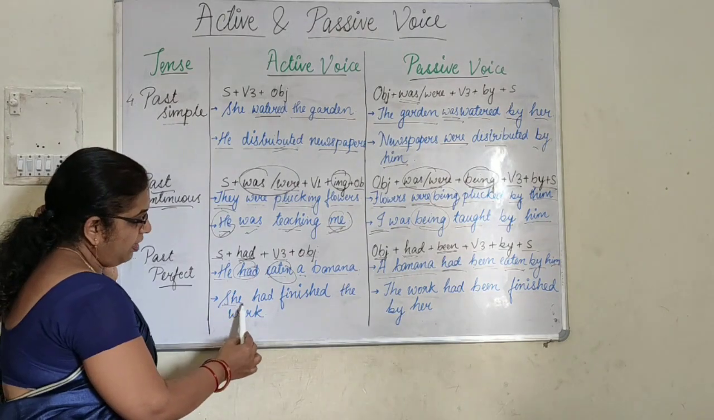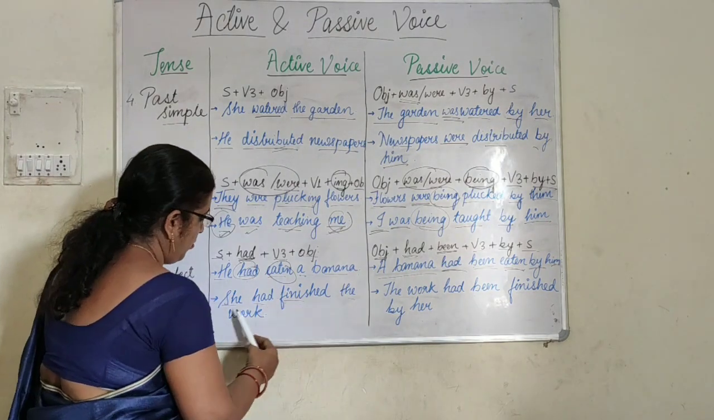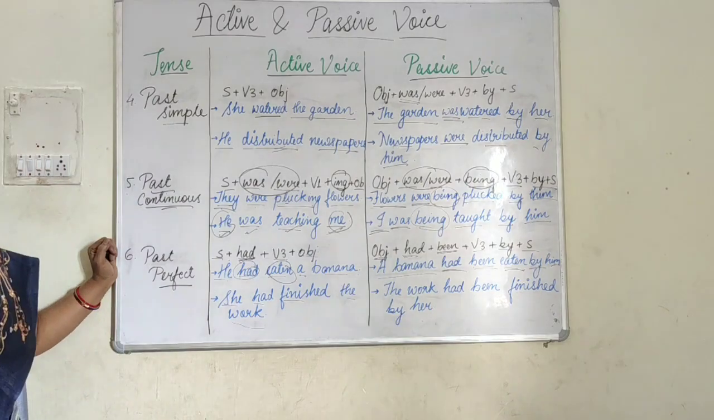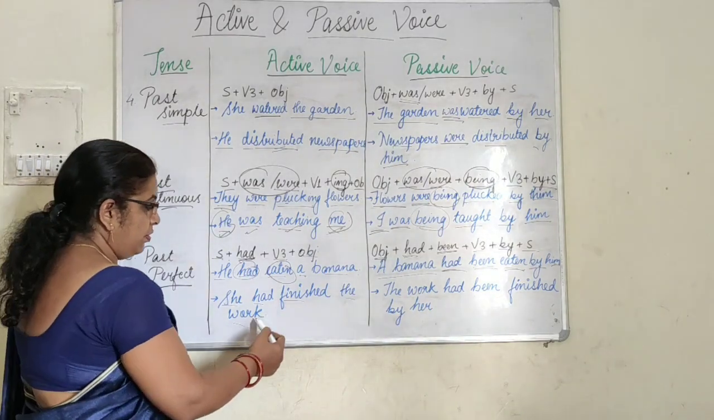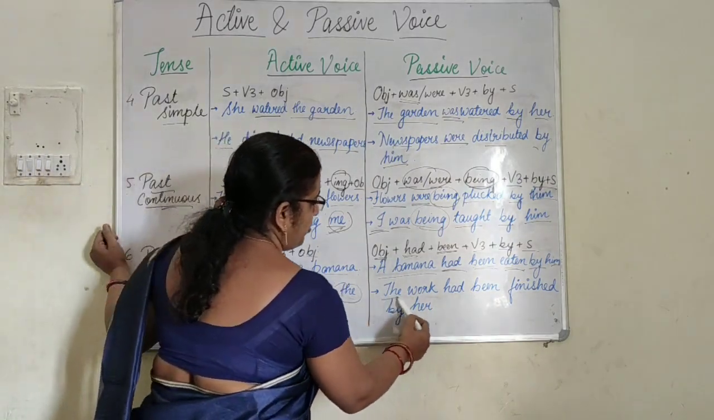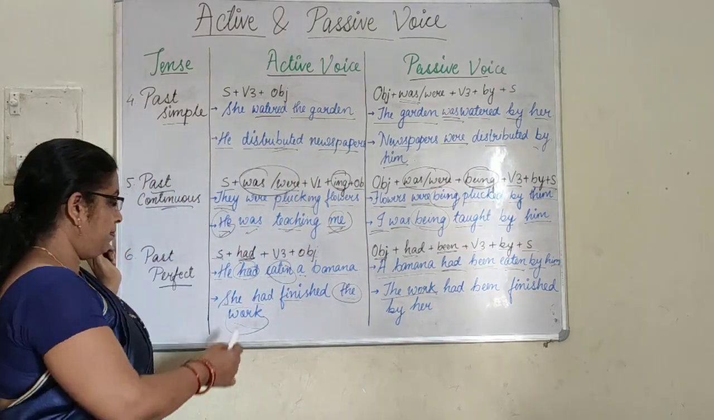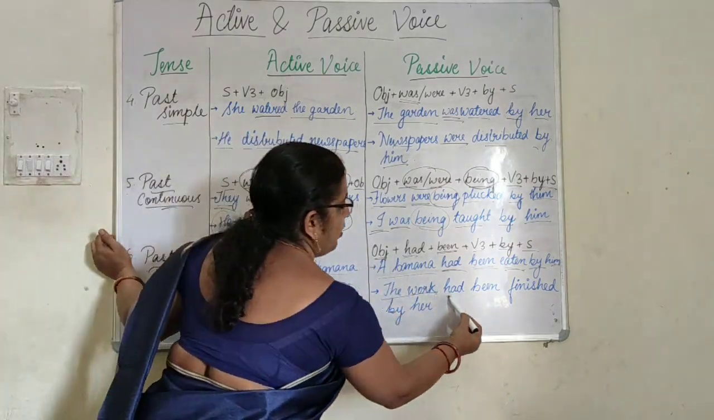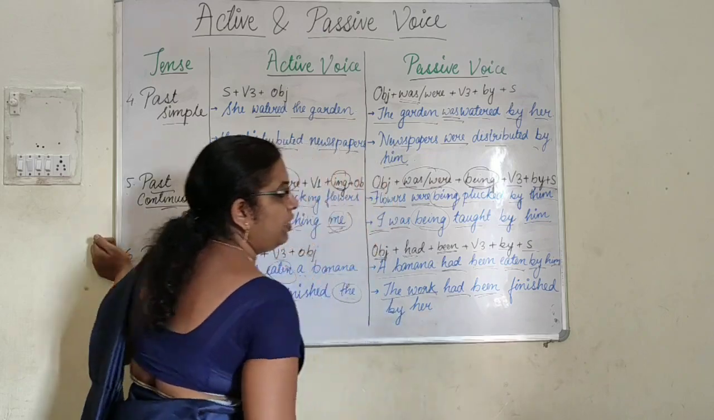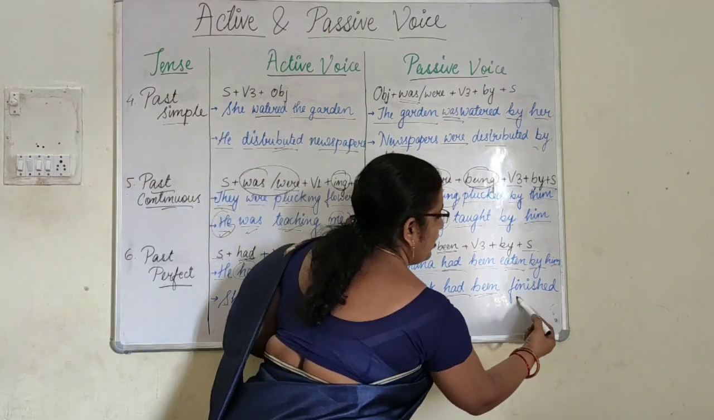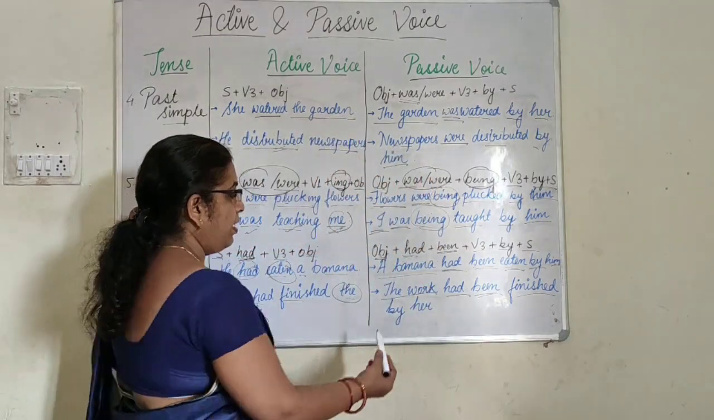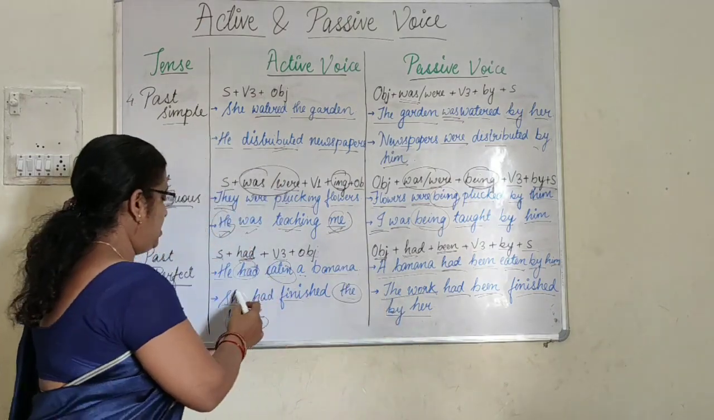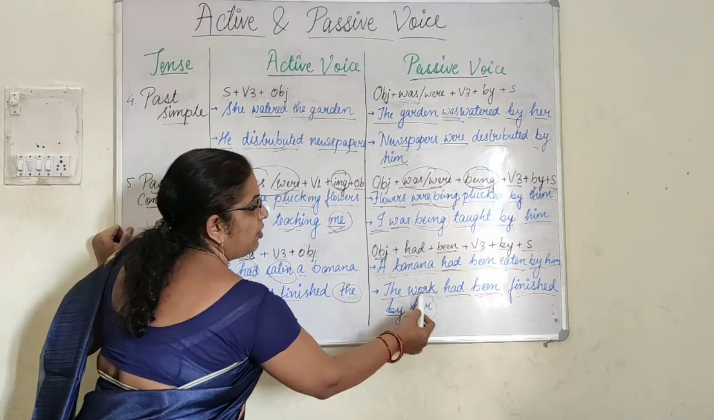Next sentence is she had finished the work. The work comes in front. Had. Then been, with had, been is used. Then finished, V3 form. And then by her. She changes to her.